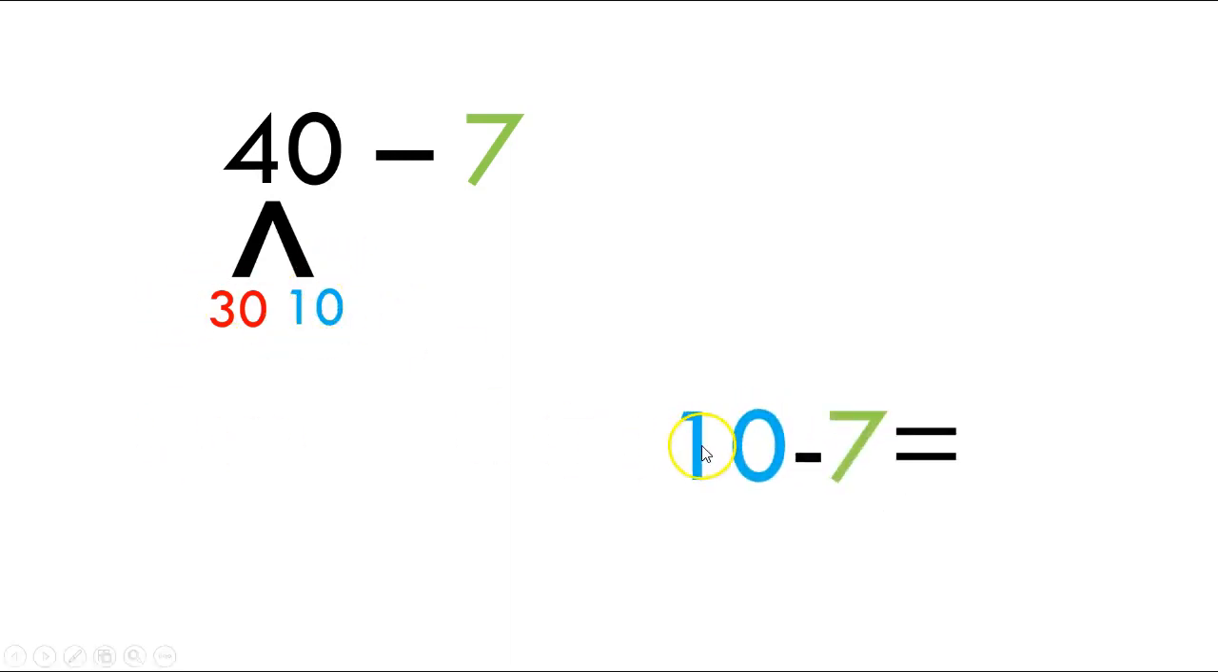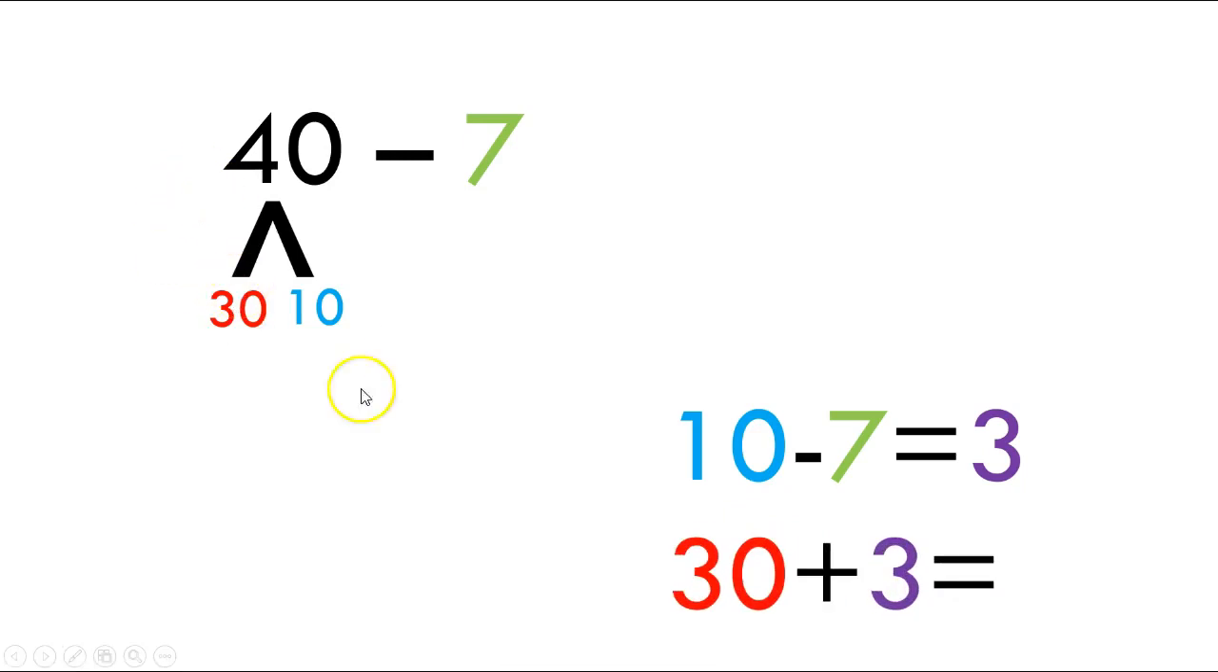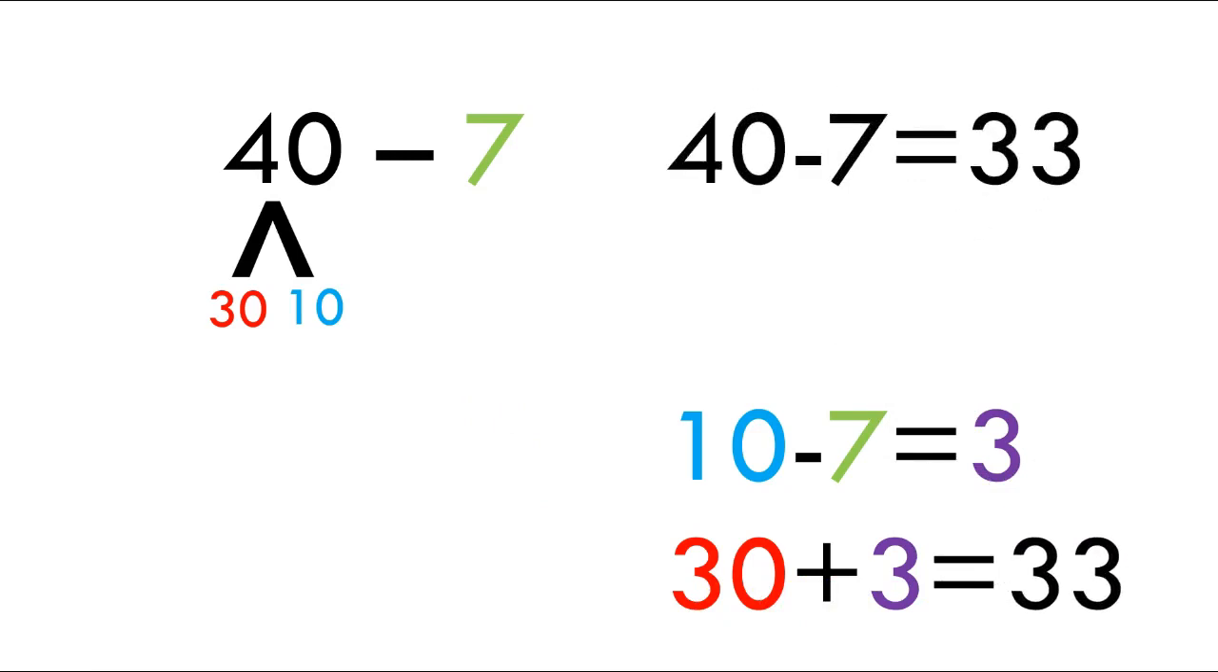Let's do this next one together. I'm going to break up the 40. So what am I going to break up the 40 with? I'm going to take 10 out and I'm going to have 30 left over. Now my next number sentence is I'm going to take this 10 and I'm going to take this 7. And 10 minus 7 is what? 3. Very good. Now, what's my next number sentence going to be? Do you remember where I'm going to pull what numbers from? Right, I'm going to take this 30 and I'm going to take this 3. And the answer 30 plus 3 is what? 33. Very good. So my answer to 40 minus 7 is 33.